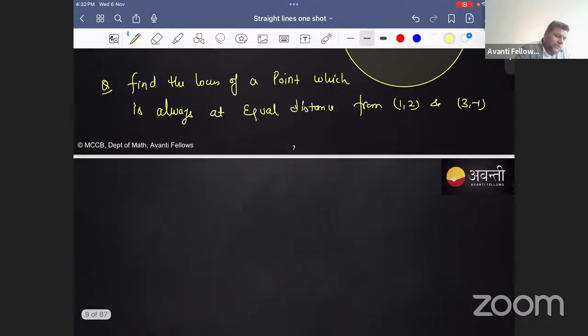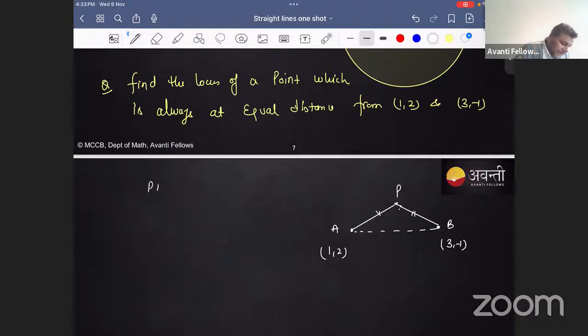Now see, I'll do it for you. Say there are 2 points. This point is (1, 2). This point is (3, -1). Now there is a point which is moving through them and always at equal distance from both of them. Say this is the point P. So PA equals PB. Am I correct?